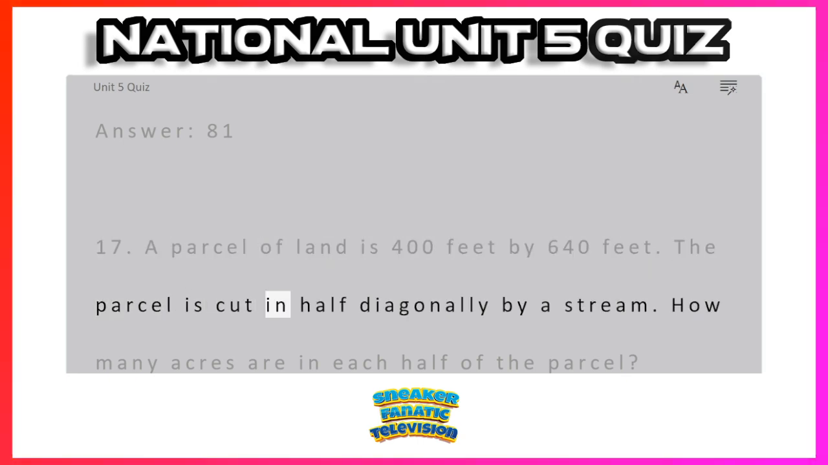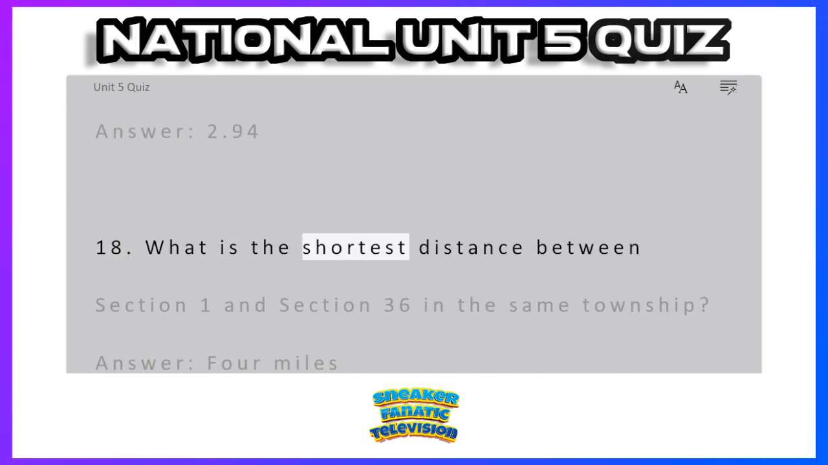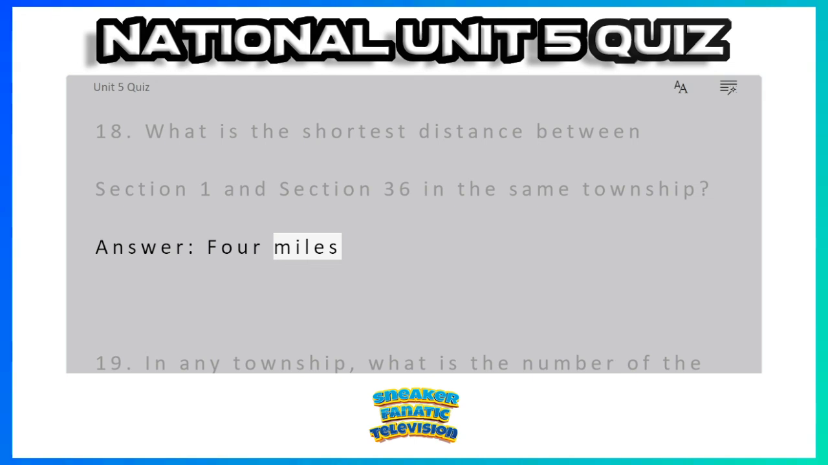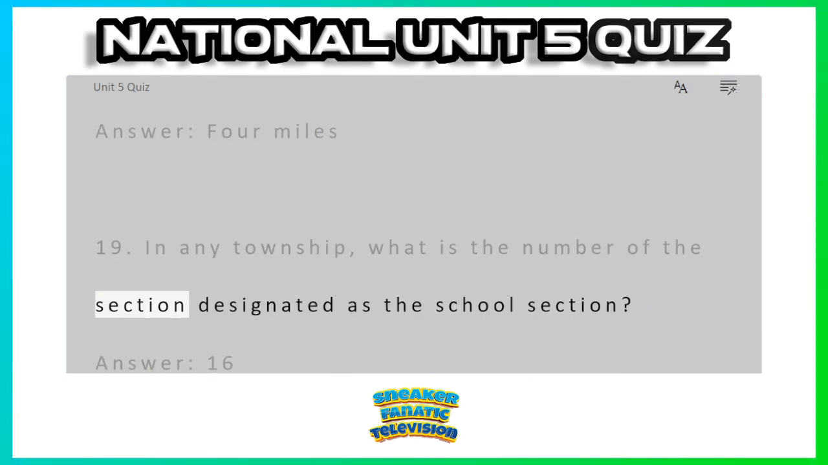The parcel is cut in half diagonally by a stream. How many acres are in each half of the parcel? Answer, 2.94. 18. What is the shortest distance between Section 1 and Section 36 in the same township? Answer, 4 miles. 19. In any township, what is the number of the section designated as the school section?